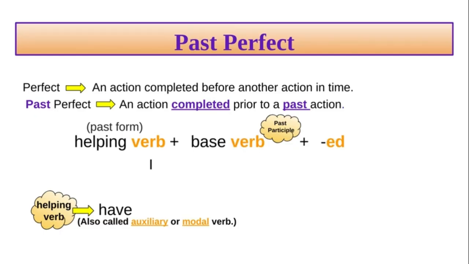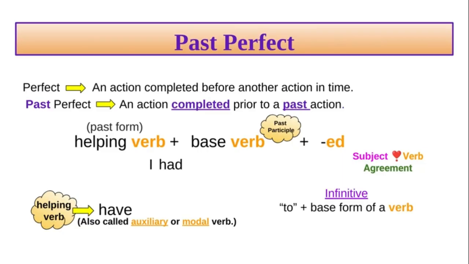Here is a sentence using the first person pronoun I. The past form of the helping verb had, the base form of the infinitive to walk, walk, with an ed ending to meet that past participle requirement. Okay, and here we have a sentence. I had walked to school.